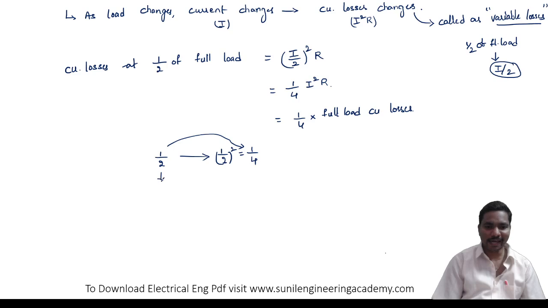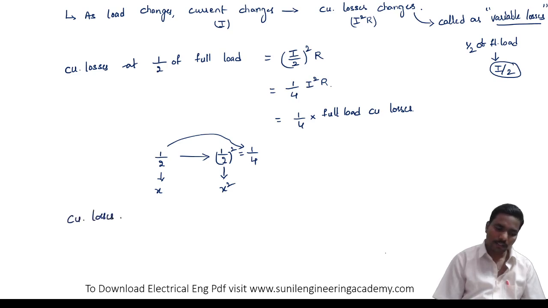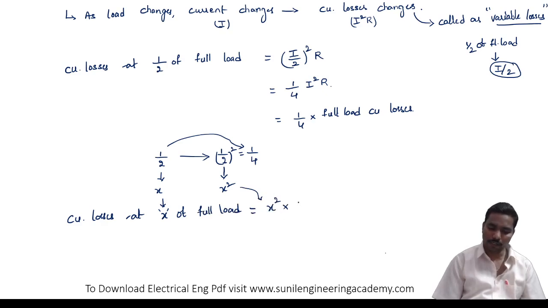Let us take the load fraction as x. Here we get x square. So what will be the formula? Copper losses at x of full load is equal to x square times the full load copper losses.